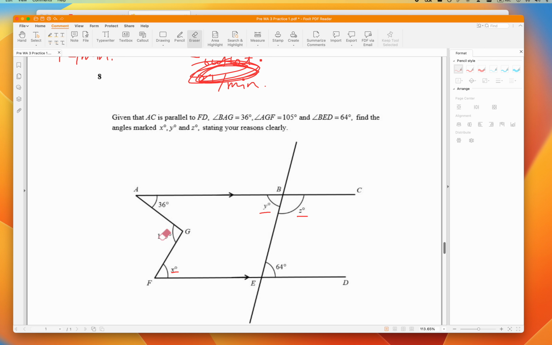For the X, you need to split the G. Yeah, I need to split the G. 105. This question and just now the question are similar. Split the G. So this is 36. Then this one is simple.